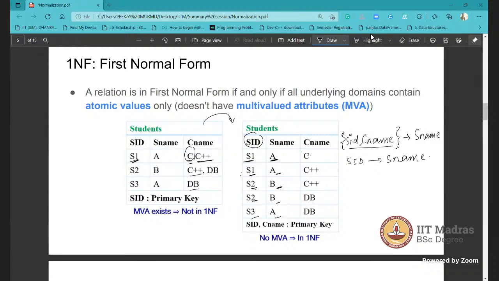After that, you can see for the SID, this value got repeated. Suppose there is another S1. For that, S name will be the same, and suppose he took DBMS. So this particular value is redundant, unnecessary, and we take it every time. So for that we simplify in the second NF.